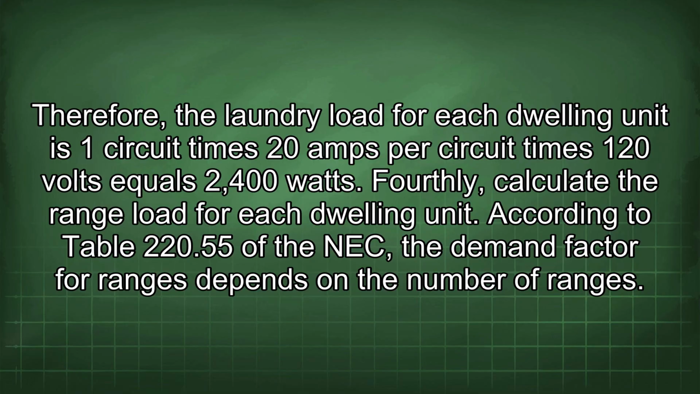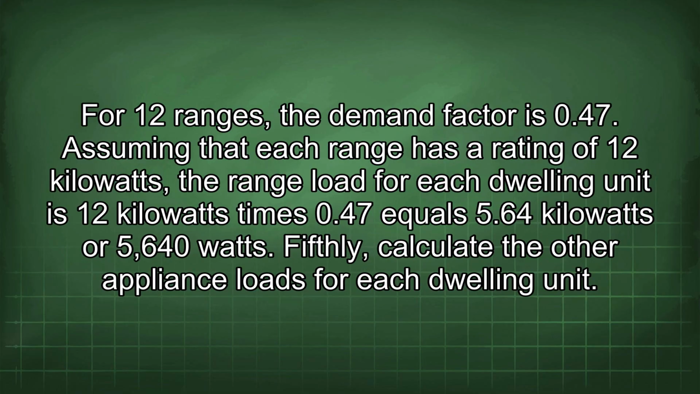Fourthly, calculate the range load for each dwelling unit. According to Table 220.55 of the NEC, the demand factor for ranges depends on the number of ranges. For 12 ranges, the demand factor is 0.47. Assuming that each range has a rating of 12 kilowatts, the range load for each dwelling unit is 12 kilowatts times 0.47 equals 5.64 kilowatts, or 5,640 watts.